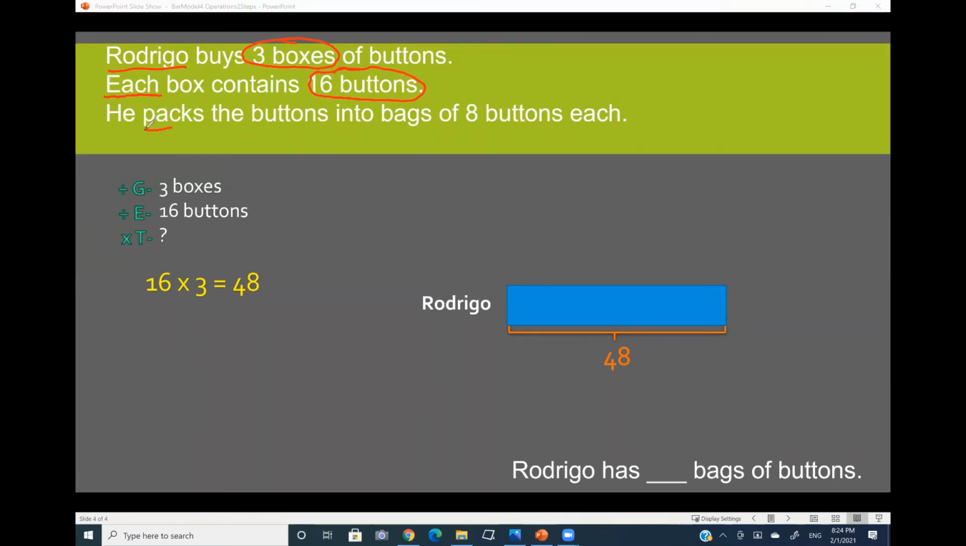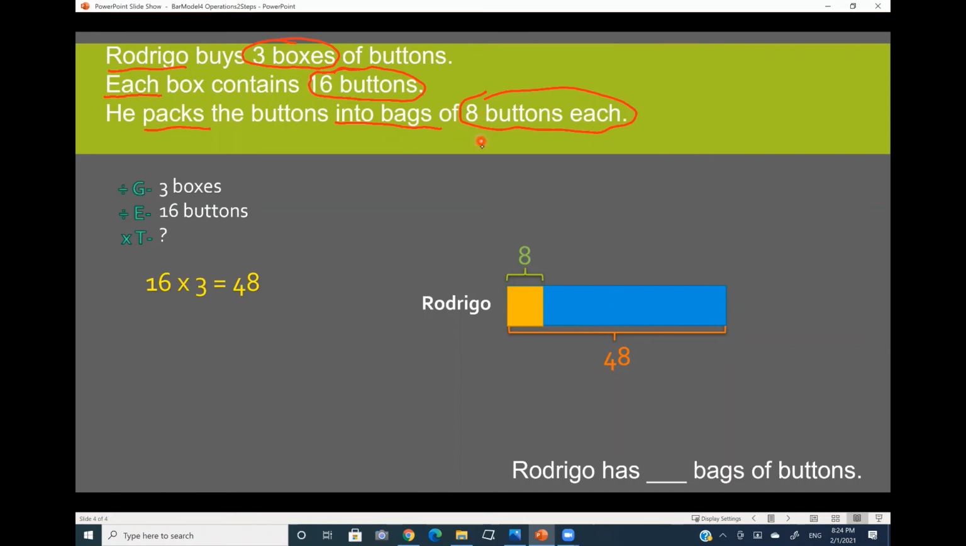So he packs into bags of 8 buttons each. Now I see the word each again, which is implying that I might need to do another multiplication or another division. So let me see 1 bag and 8 buttons in that one. So this is 1 bag, and I'm going to place 8 buttons in this bag. I need to keep packing 8 more buttons, another bag, 8 more buttons, another bag, and keep on going until I use all of my 48 buttons.